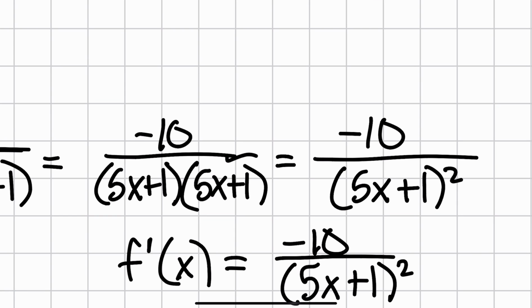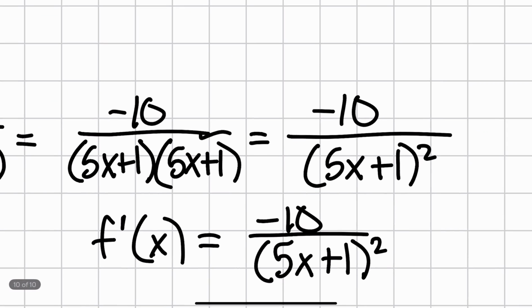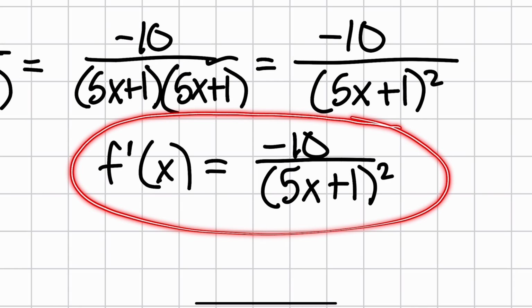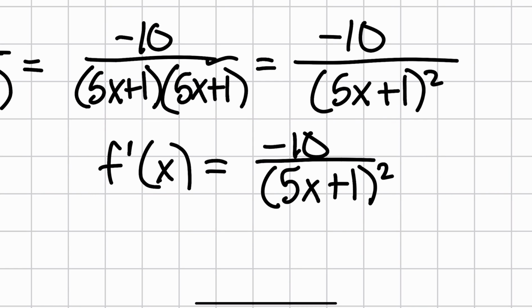Then I could further simplify it to negative 10 over 5x plus 1 squared. And so that is the derivative that I got of our original function. So f prime of x equals negative 10 over 5x plus 1 squared is my final answer.